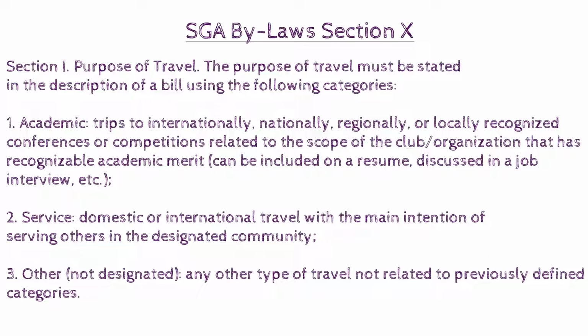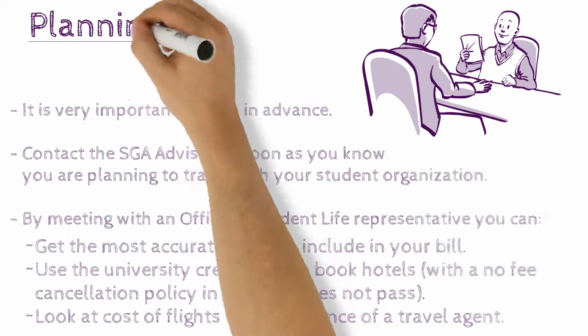service, or other. Academic trips are trips to internationally, nationally, regionally, or locally recognized conferences or competitions related to the scope of the club or organization that has recognizable academic merit, such as being included on a resume or discussed in a job interview. Service trips are trips including domestic or international travel with the main intention of serving others in the designated community. Other travel includes any other type of travel not related to previously defined categories.